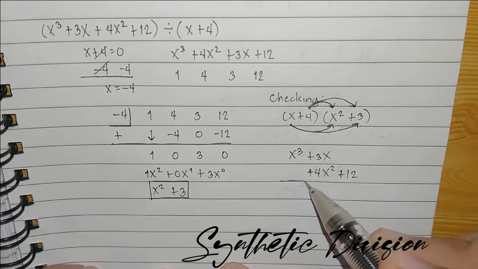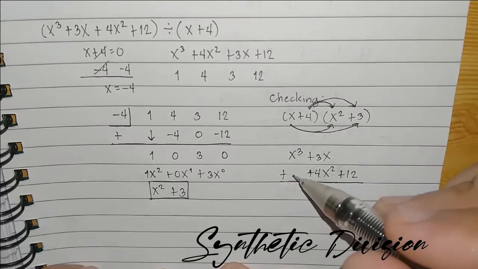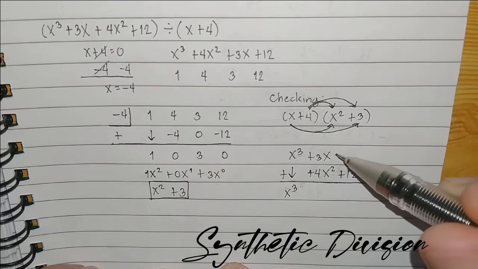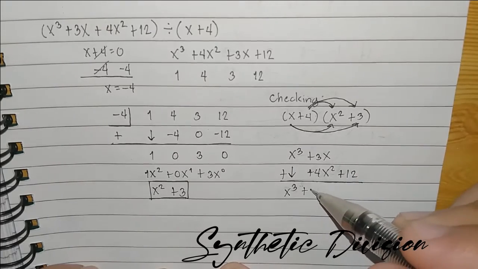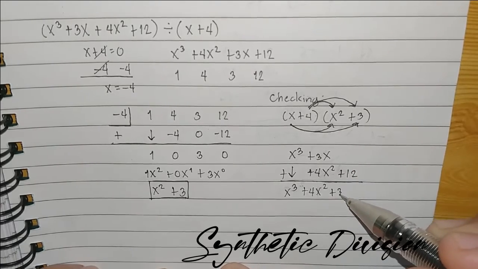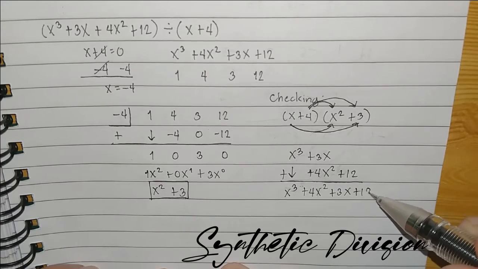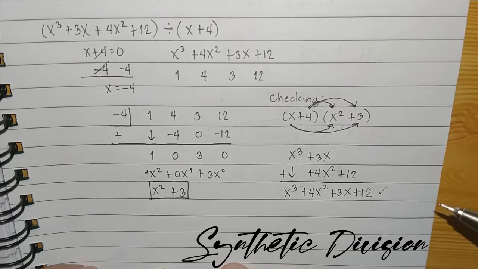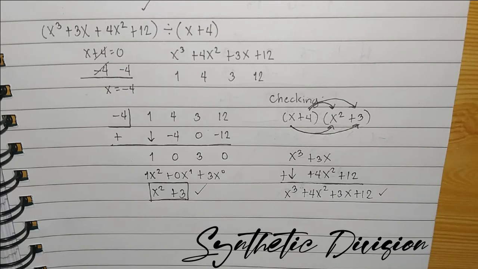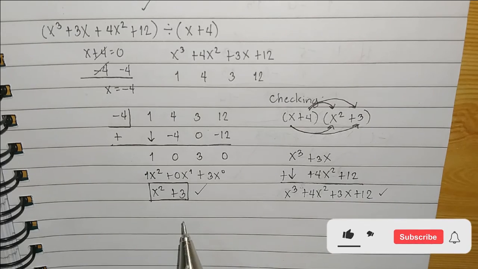Tapos, i-add lang natin sila. So, bring down natin si x cubed. Ngayon, si 4x squared, wala dun sa taas na x squared. So, ibig sabihin, kokopyahin lang din natin siya. And then, yung 3x, wala siyang like term dito. Kokopyahin lang din natin siya. And as well as the constant term. So, kung napapansin nyo, tama yung ating product dito sa nandito. So, ibig sabihin, yung ating quotient ay tama din. So if we divide x cubed plus 3x plus 4x squared plus 12 divided by x plus 4 using synthetic division, the answer will be x squared plus 3.